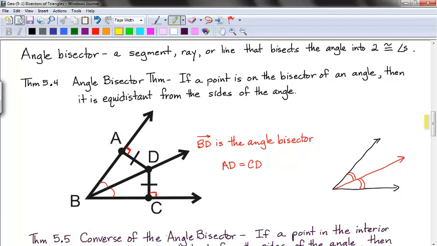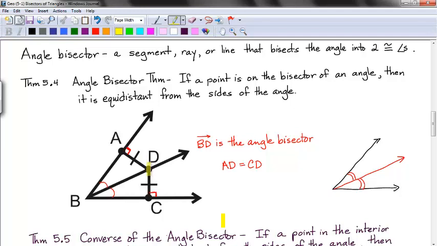An angle bisector, remember, can be a ray, a segment, or a line that bisects an angle into two congruent angles. So if I'm looking at this whole angle, like angle ABC, this ray BD is the angle bisector. I should have already marked those two angles. Angle ABD is congruent to DBC. Okay, those are equal.